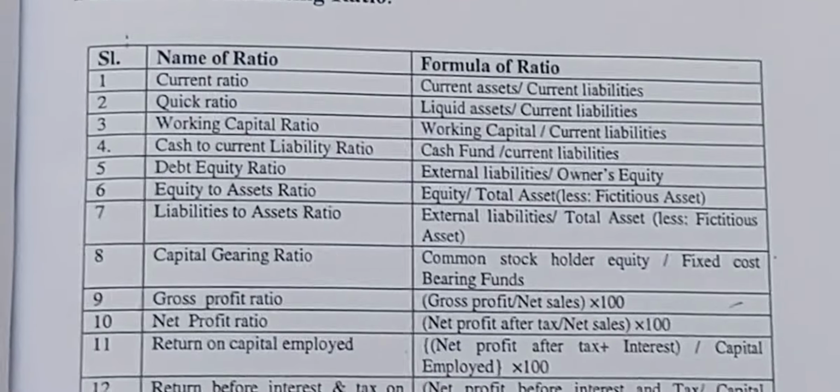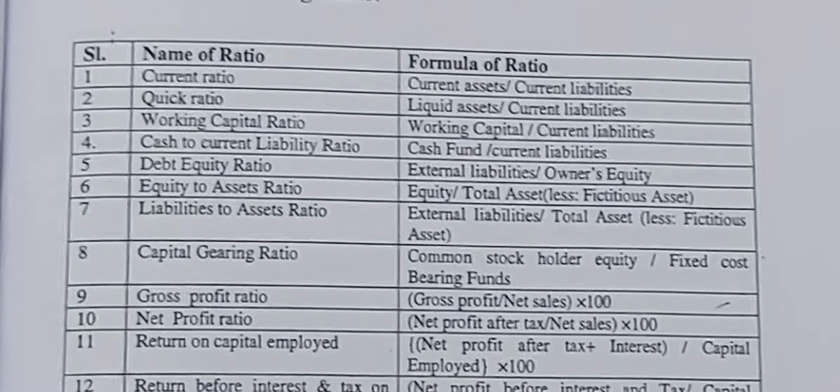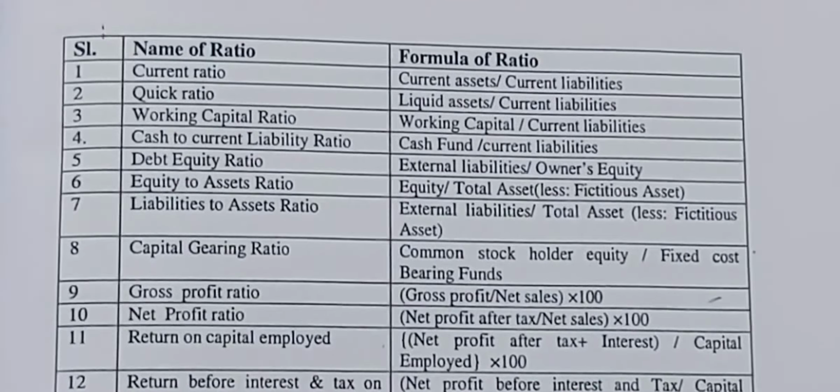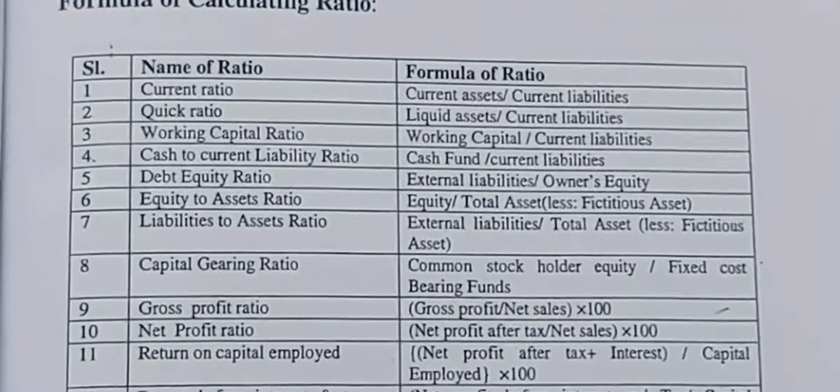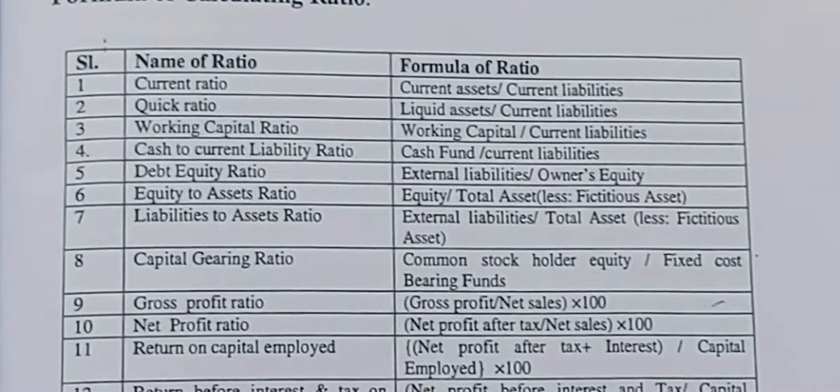Number 9, gross profit ratio: gross profit divided by net sales into 100. Number 10, net profit ratio: net profit after tax divided by net sales into 100.